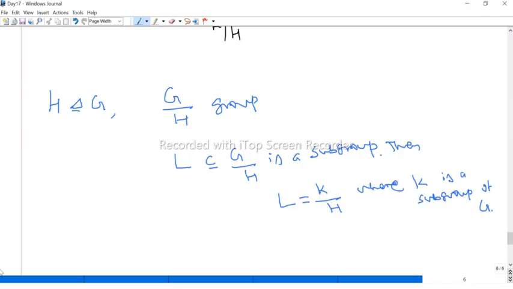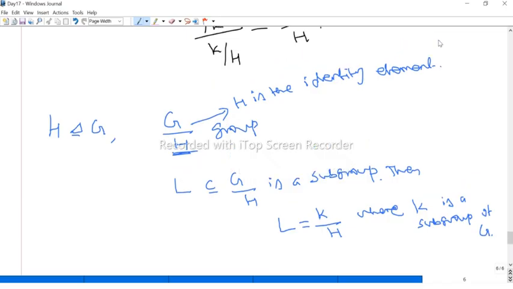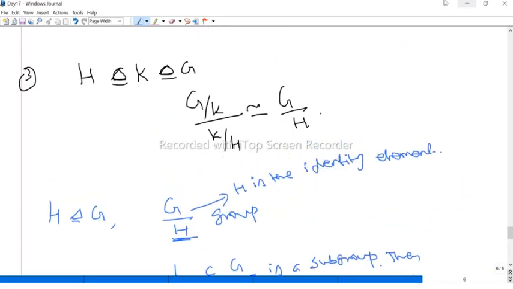So in the quotient group G by H, the identity element is H. So the denominator is the identity element, or zero element, in the group. Whenever we define the quotient group, the denominator subgroup is the identity element. Any subgroup of G by H is of the form K by H, where K is a subgroup of G, and any normal subgroup of G by H is of the form K by H, where K is a normal subgroup. So that's why I am writing this K by H.